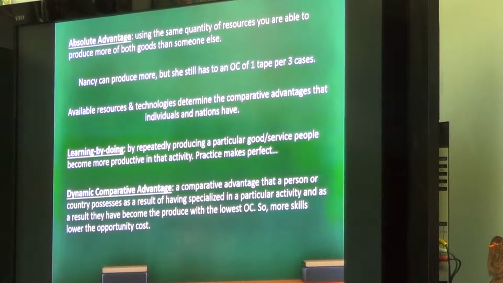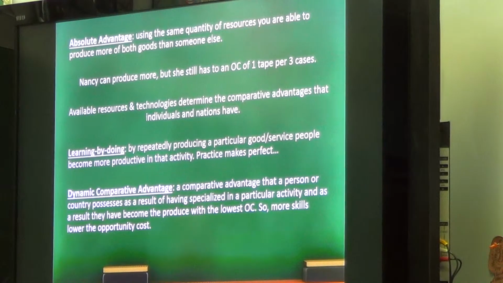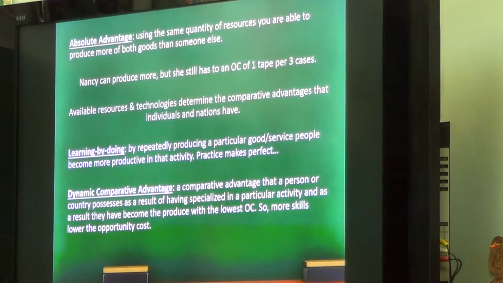Okay. So an absolute advantage is when you're using the same quantity of resources, but you're able to produce more. The example they were giving in the book was comparing 2 goods. We can produce more goods than someone else. Okay, so you're more efficient, you're better at producing things than someone else. So with Nancy, she can produce more, but she'll still have an opportunity cost of 1 tape for 3 cases if she was going to make them herself. So that doesn't change, but by trading, she gains more, and so does Tom.